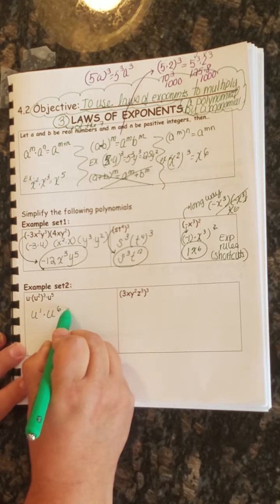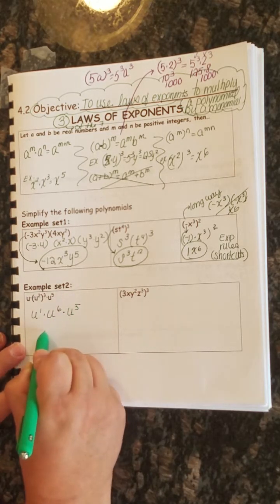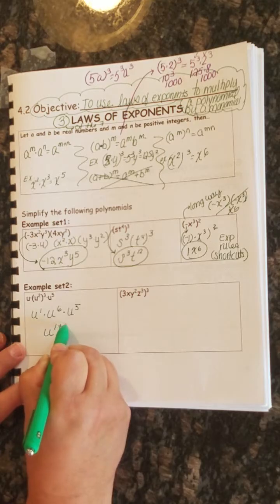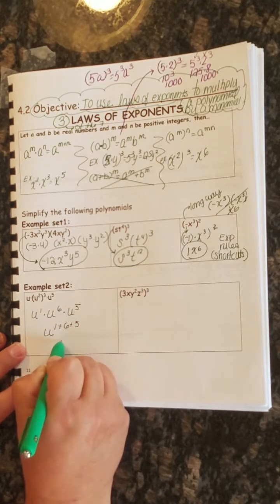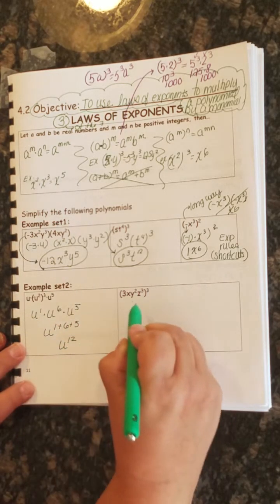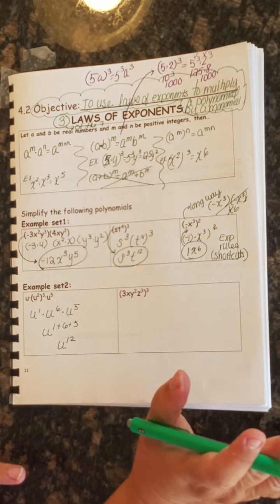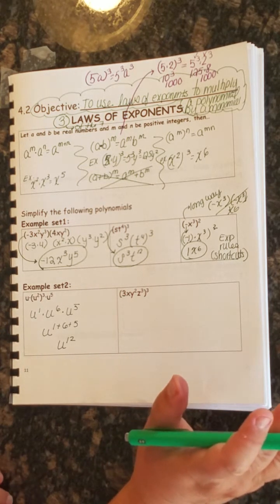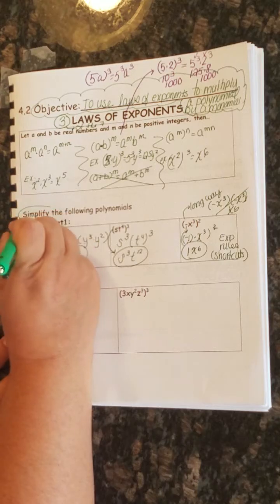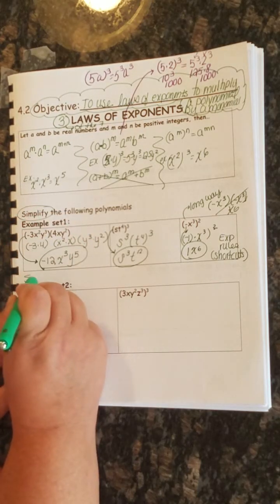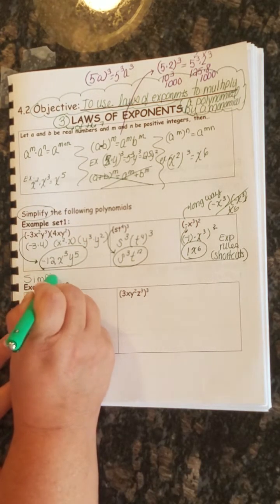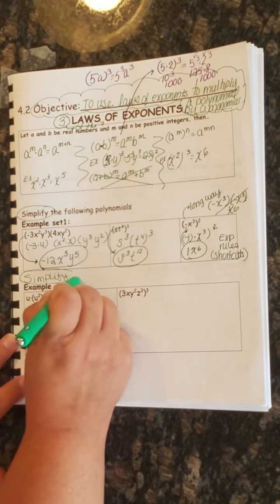All right, so the next one is u to the first times u to the sixth, not the second, u to the sixth, and then u to the fifth. You add those all together, 1 plus 6 plus 5, and you get u to the 12th. Again, you hopefully turned off your camera so that you could see how to do this. This should have been written simplify, which it was. I should have written this one as the word simplify. I didn't do that on the next page either.